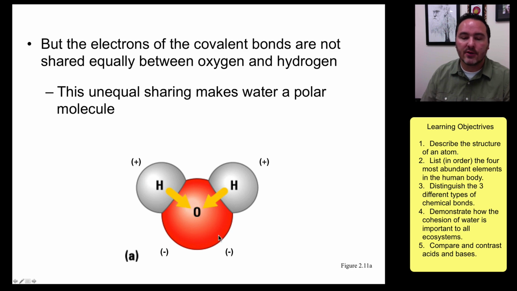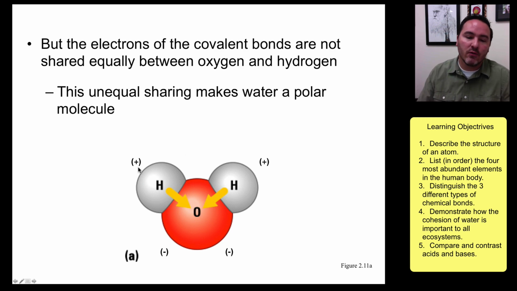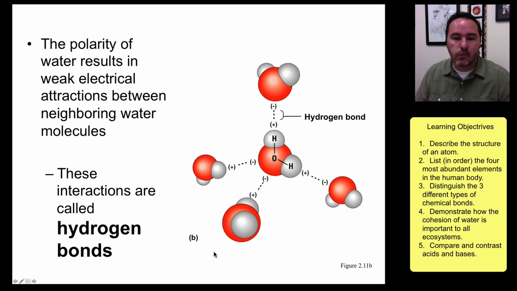So essentially the electrons, which are zooming around these things at nearly the speed of light, spend just a little bit more time around the oxygen than they do around the hydrogens. And so you get this unequal sharing, and thus water becomes a polar molecule with a side that is overall positively charged and a side that is overall negatively charged.